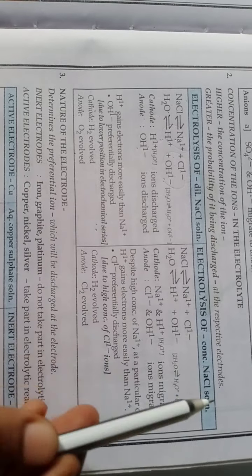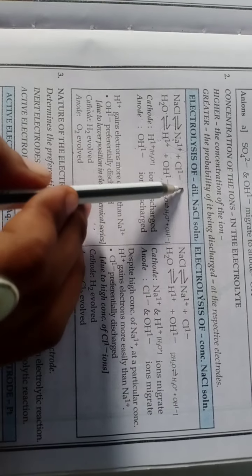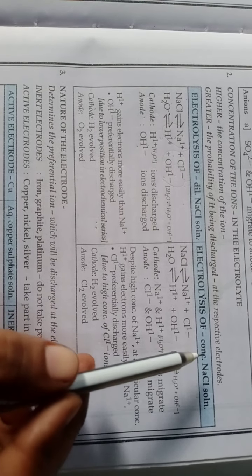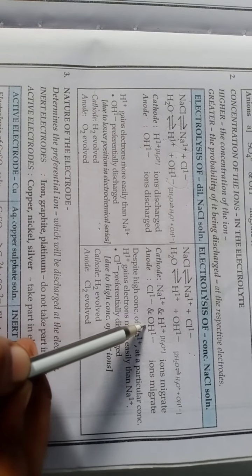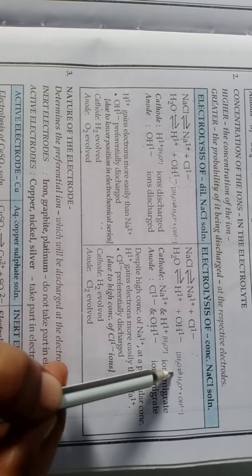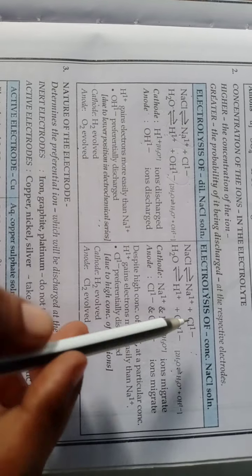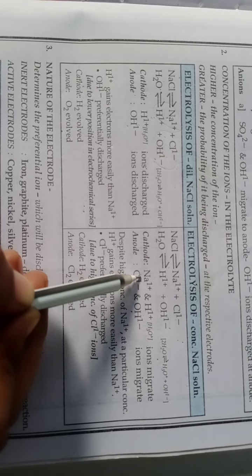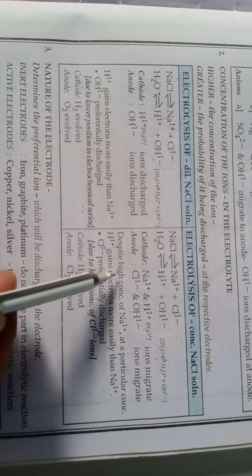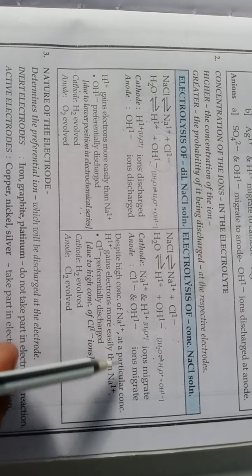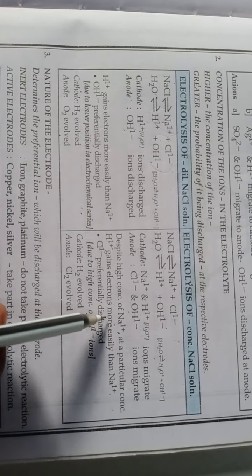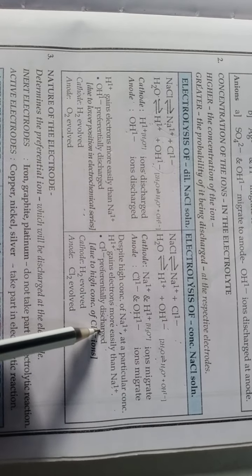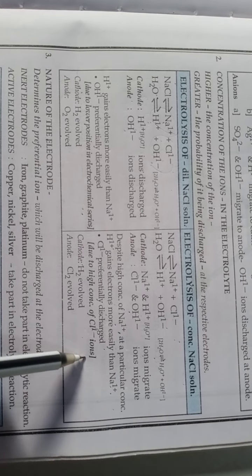Let us see the other part. This is dilute NaCl and this is concentrated NaCl. Now dilute NaCl means more amount of water and less amount of NaCl. Concentrated means more amount of salt and less amount of water. So here the water is less. Because the concentration of NaCl is higher, out of the two, which ion will migrate? Despite the high concentration of Na plus, at a particular concentration H plus gains electrons more easily than Na plus. And Cl minus ions preferentially discharge due to the high concentration of Cl minus ions.